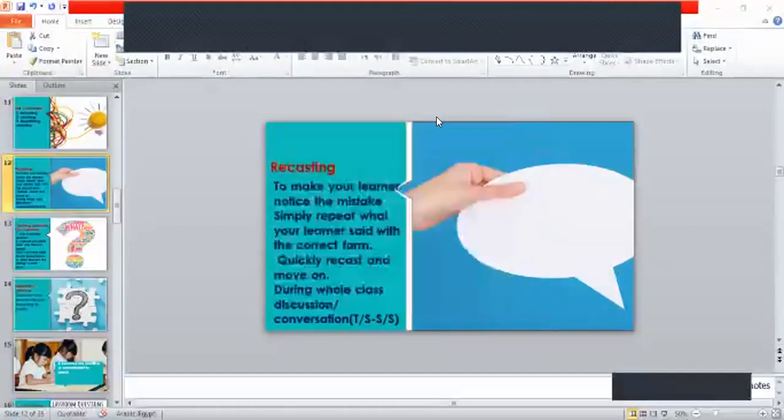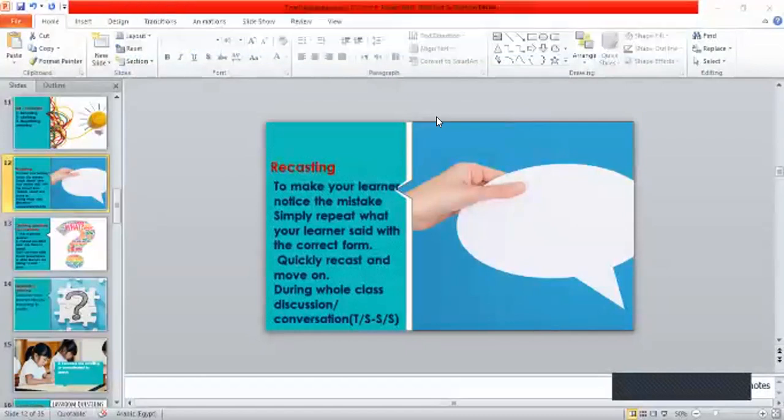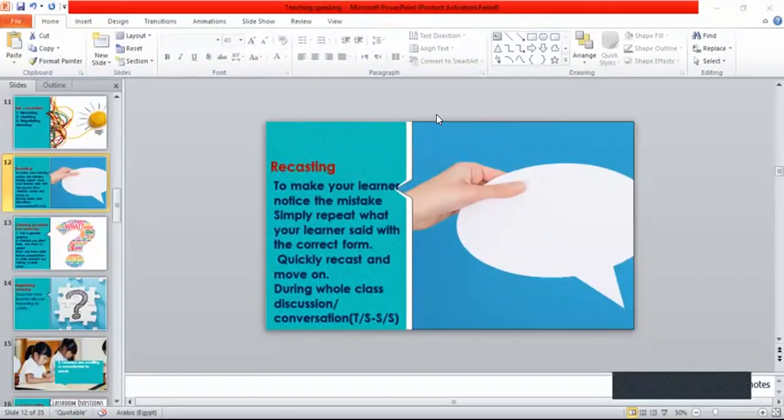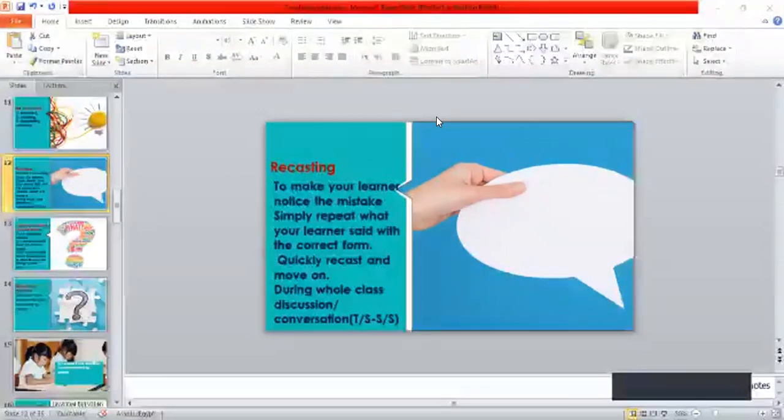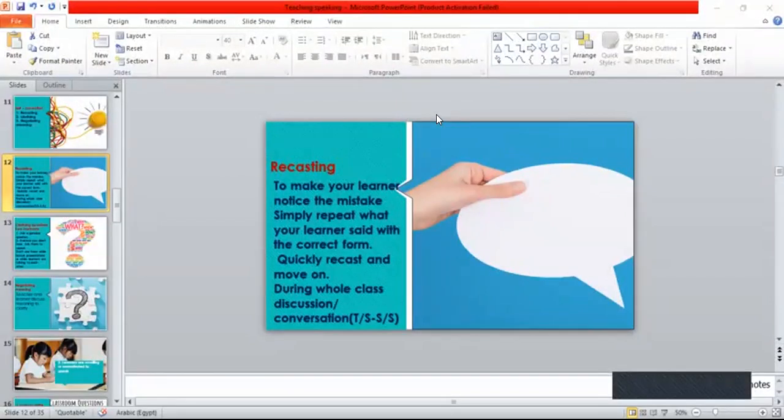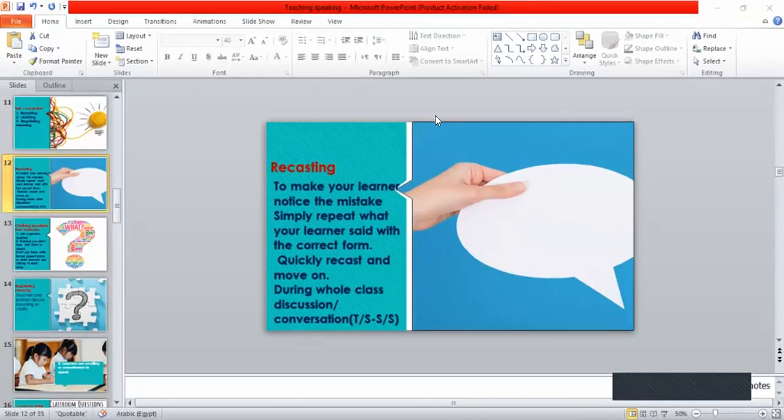Okay, so it's a good way to let your students notice that there is a mistake in their speaking. But try to do that and move on. Don't stop and tell him you have a mistake here. Pay attention, it's supposed to say went instead of go. No, just say the sentence and keep talking. Don't stop, and don't interrupt the discussion. Don't interrupt the conversation, because here we look after what?